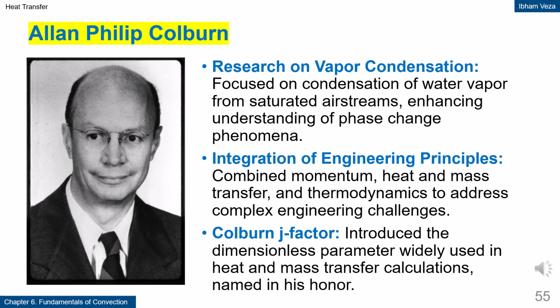Alan Philip Colburn. Colburn is known for his research on vapor condensation and heat and mass transfer. He combined momentum, heat, and mass transfer concepts into a single engineering framework. The Colburn J factor was introduced as a dimensionless parameter for heat and mass transfer correlations. This concept is widely used in heat exchanger design. His contributions helped simplify engineering calculations in thermal systems.